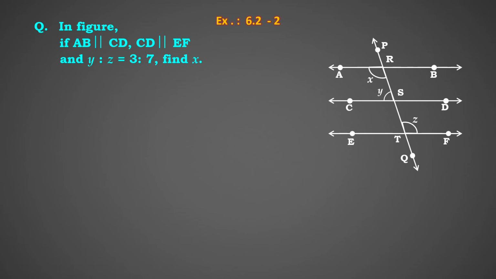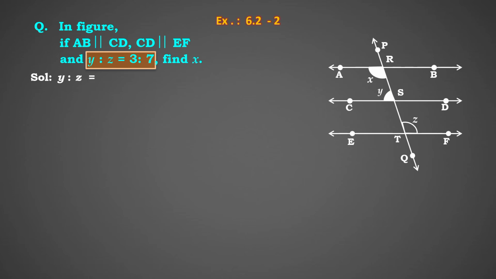In the figure, if AB is parallel to CD, CD is parallel to EF, and y to z is equal to 3:7, find x. AB is parallel to CD, given. CD is parallel to EF, given. We need to find the value of x. Also, it is given y to z equal to 3:7.